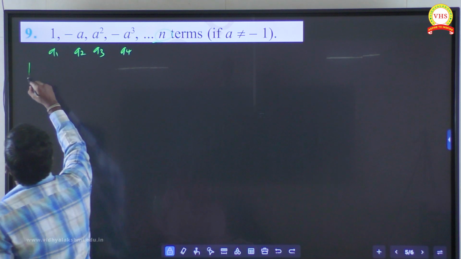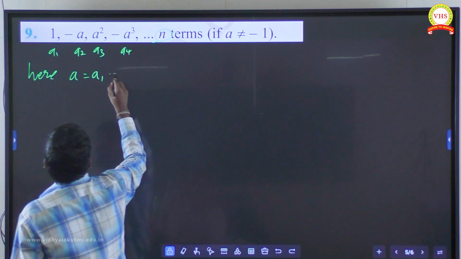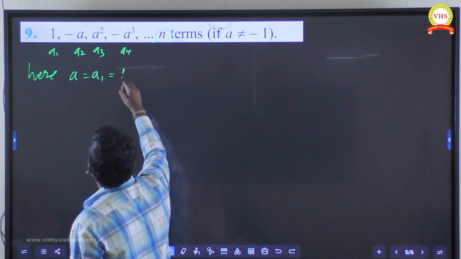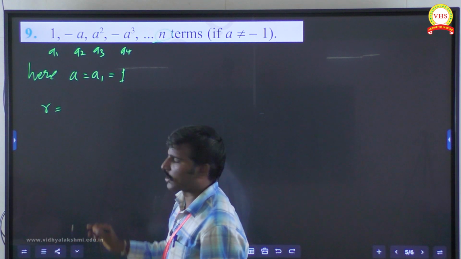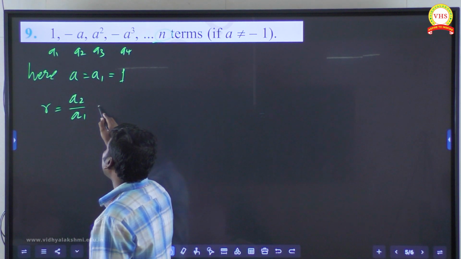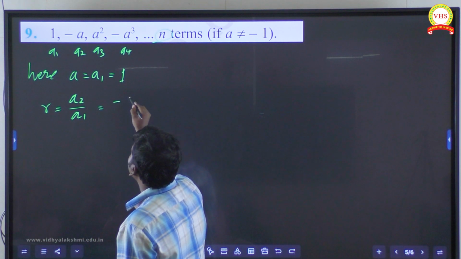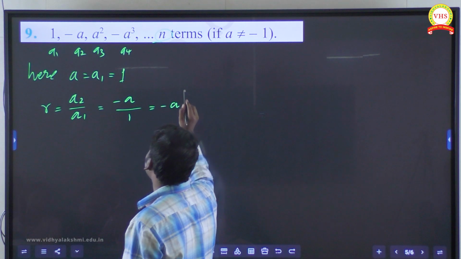Right. So here A equal to A1. A1 value, what I know? 1 plus 1. Understand? And the common ratio we have to find. What is the common ratio? Term 2 divided by term 1. Term 2 is what? Minus A, divided by term 1 value 1, which is equal to A.